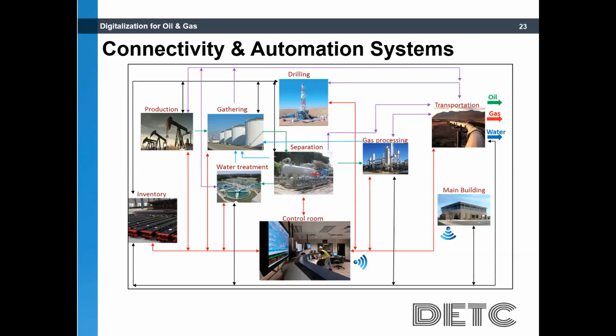We can see here the hyper connectivity and the automation systems that we want to achieve, and we are already making good progress as the oil and gas industry. And this shows the data and information flow, the fluids that are flowing through these systems, and how we are able to monitor each and every single drop or even molecule of these fluids to ensure overall safe, secure, and environment-friendly operations.